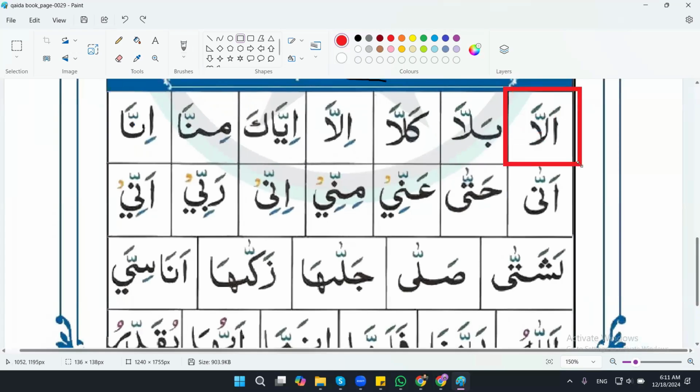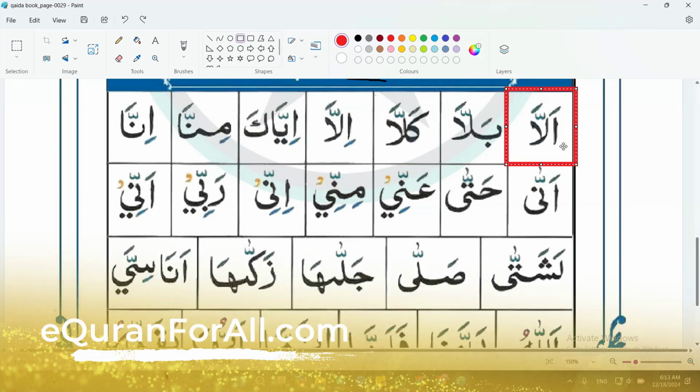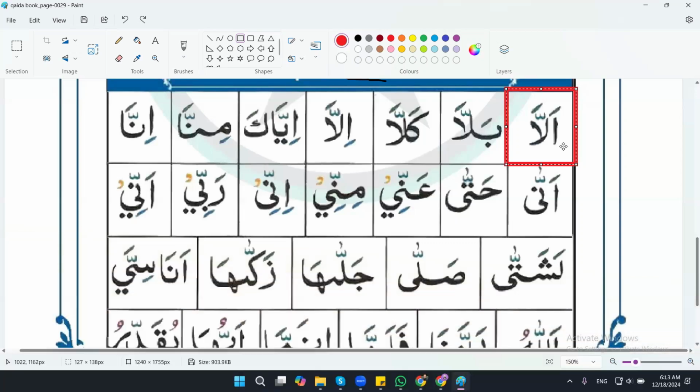Okay, read this word. It's not kaf. What is the second letter's name? It's lam. Yes, Al, and then lam. We need to read lam again because lam has Shad. After the lam is the alif, and the alif doesn't have any sign, so we skip the alif. We just read it with fatha, so it will be al-la.